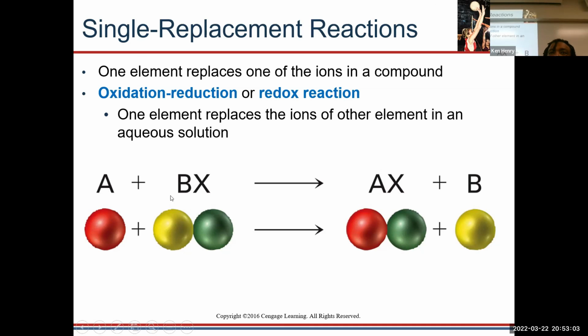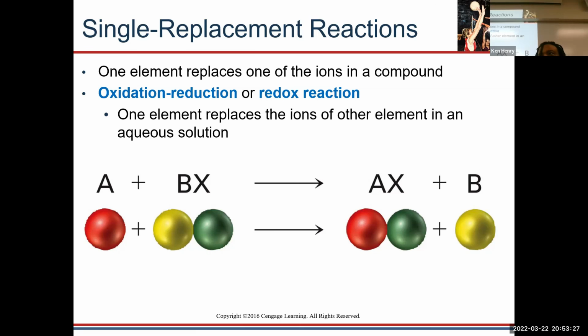Okay. So the last one is a single replacement reaction. So I like to say replacing the old girlfriend for the new girlfriend, right? So in that case, we're replacing B with A. Another name for this type of reaction is often called an oxidation reduction reaction. The reason why it's called an oxidation reduction reaction is because when something is oxidized, it's going to be losing an electron.